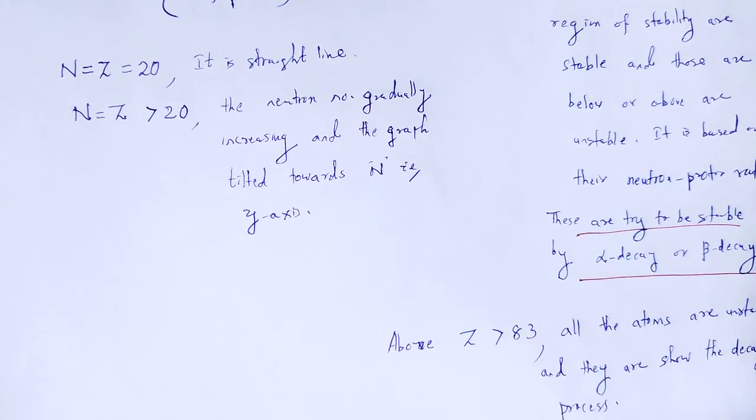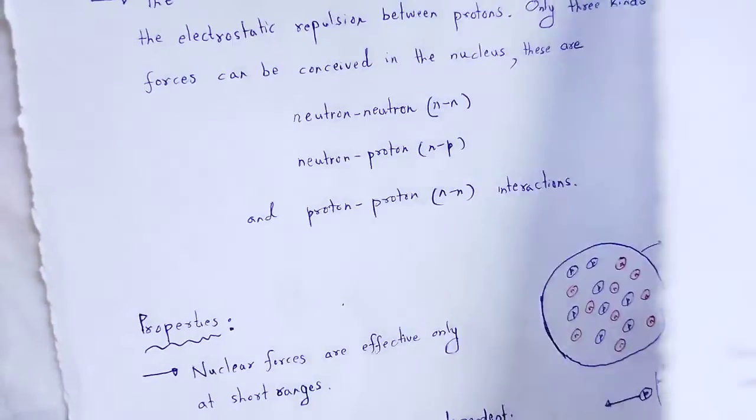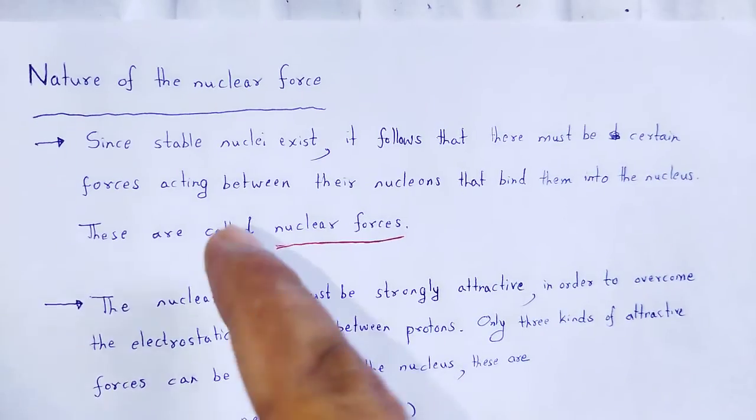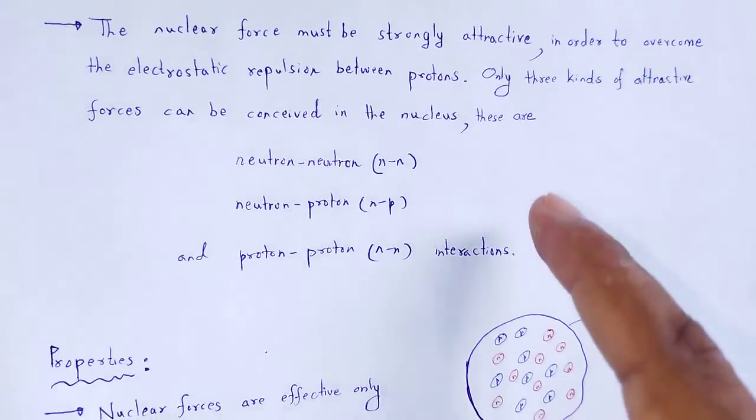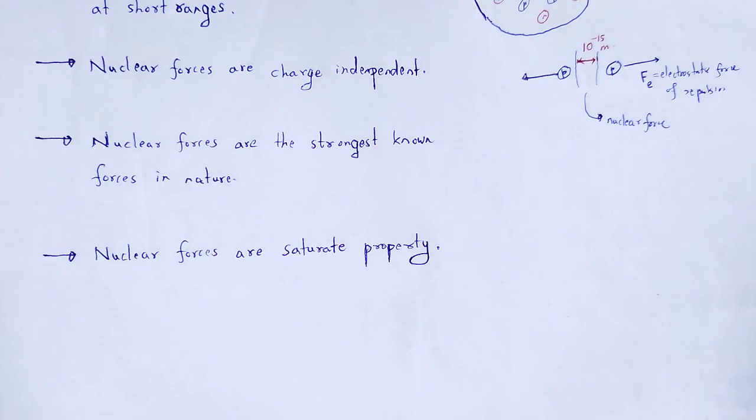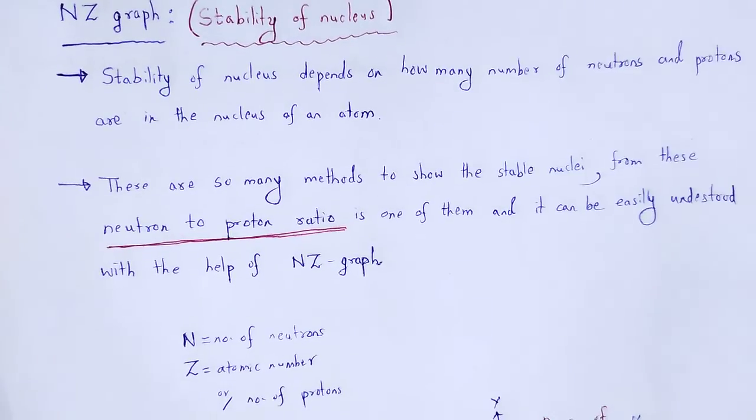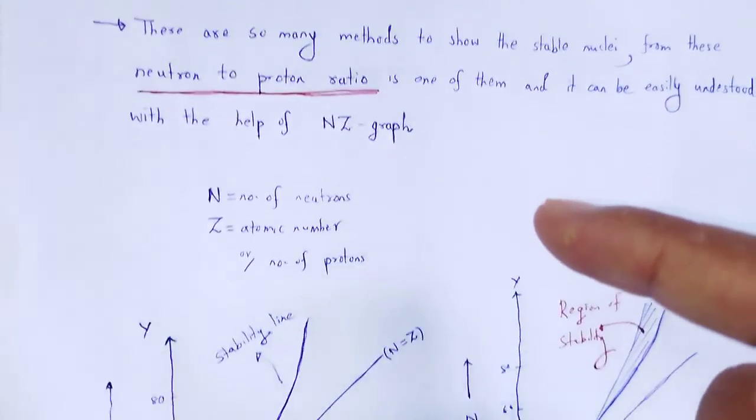Above atomic number 83, all the nuclei we see are unstable. So, with the help of this visual lecture we understand the nature of nuclear forces, what is nuclear force and its properties, and the stability of the nucleus by using the NZ graph.